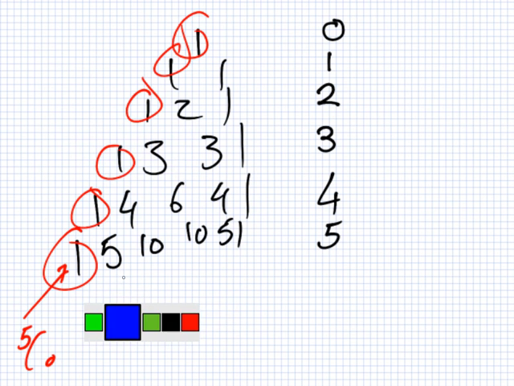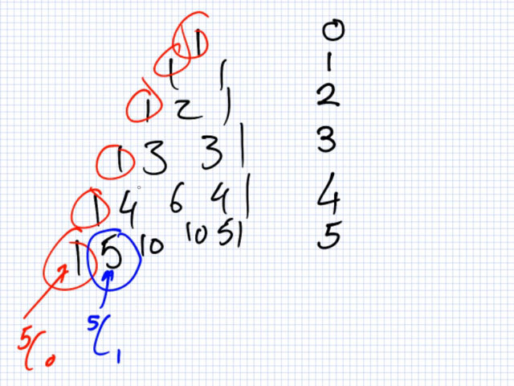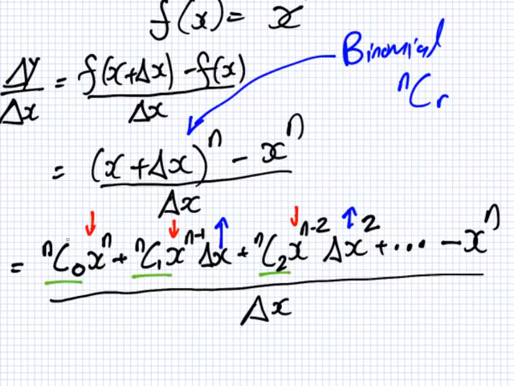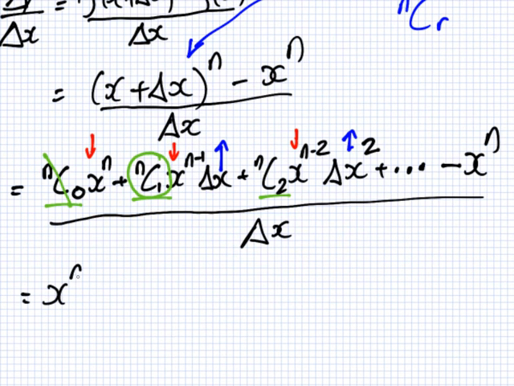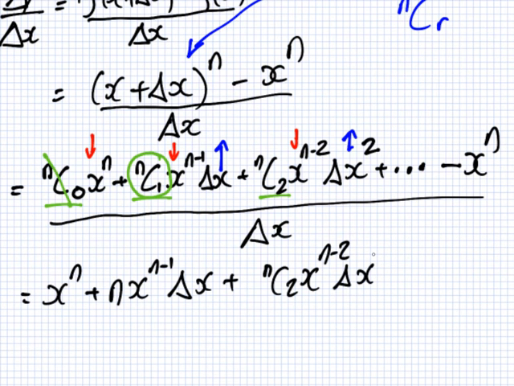And then the second number, for example 5C1, is a 5. And this here will be 4C1, 3C1, 2C1. So it's not going to be a surprise that here, this is a 1. And what would this one here be? N. So here we get x^n plus n x^(n-1) delta x plus nC2 x^(n-2) delta x squared, and so on, minus x^n.